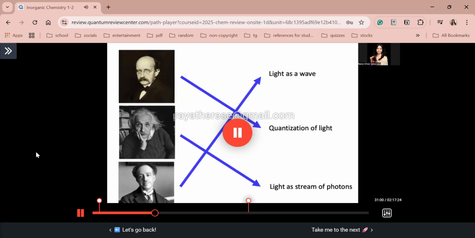or electron as a wave. Very good. Okay, so mag-move na tayo sa next part ng ating Crash Course 1, which is on the quantum numbers.